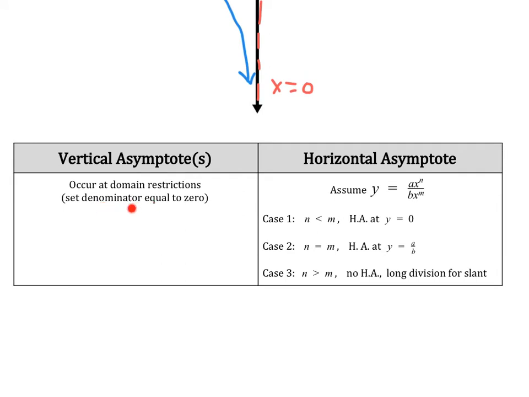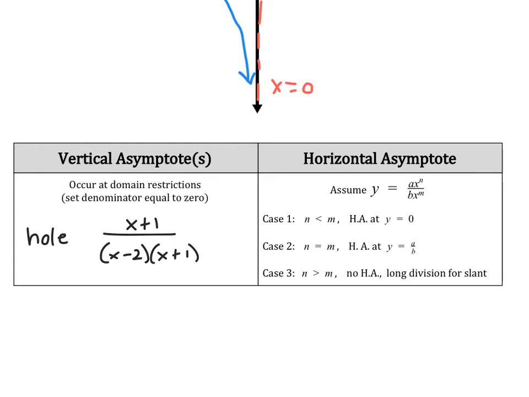So vertical asymptotes essentially will occur wherever you have a domain restriction. And you can find domain restrictions by setting your denominator equal to 0, because of course your denominator can never be 0. One thing I do want to point out is that sometimes you won't have an asymptote. You will actually have a hole in the graph, and that only occurs with something like this. So let's say we have x plus 1 over x minus 2 times x plus 1.